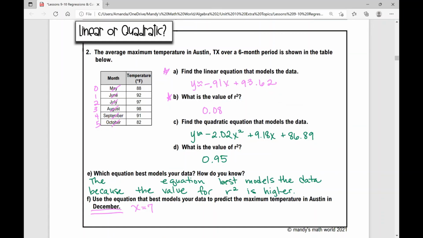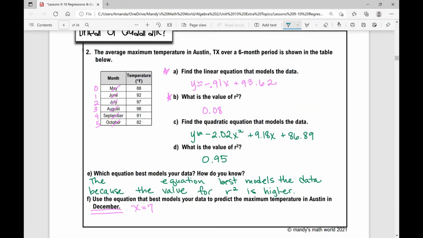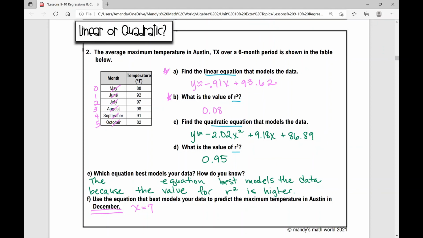Everything that we just found on our calculator, I've written that down in your notes. You can pause the video and make sure that you have everything written down correctly. We did our linear regression, we found the value of r squared. We did our quadratic regression, we found the value of r squared. And then the equation that best models our data, we said was the quadratic equation. Why? Because the value of r squared is higher. It's closer to 1. It's a better fit for our data.